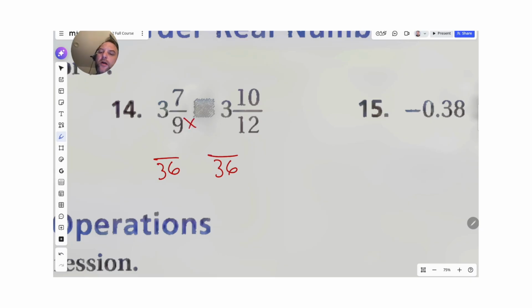Nine times 4 is 36. 7 times 4 is 28. 12 times 3 is 36. 10 times 3 is 30. Now we're comparing 28 over 36 to 30 over 36. Easier to compare now. 28 over 36 will be less than 30 over 36.